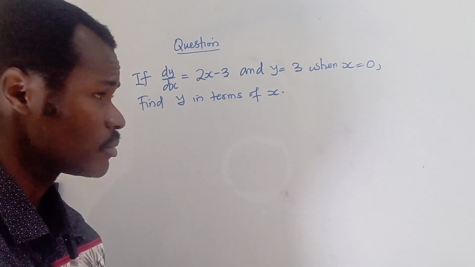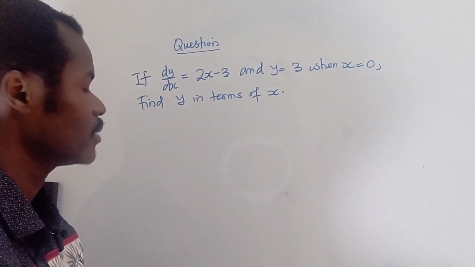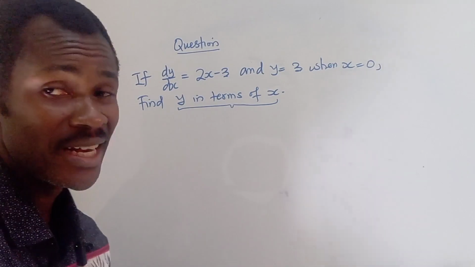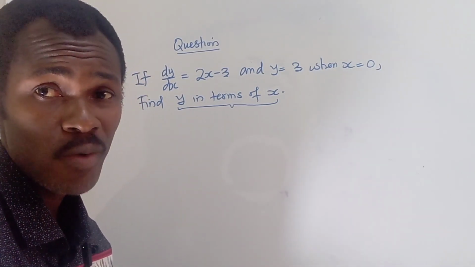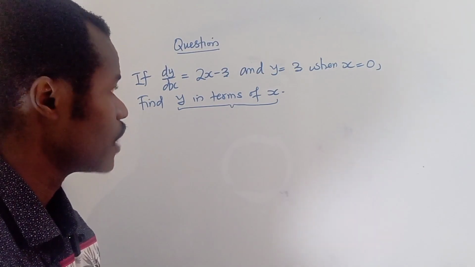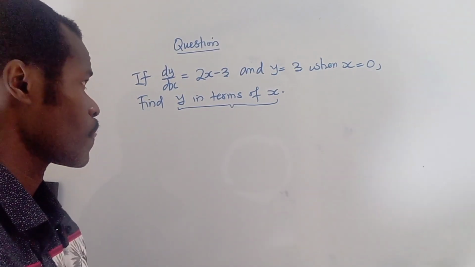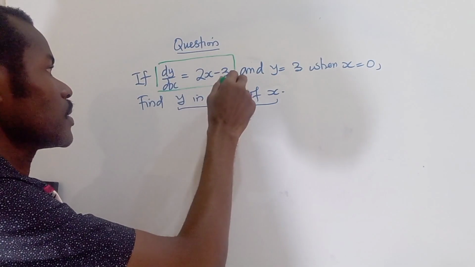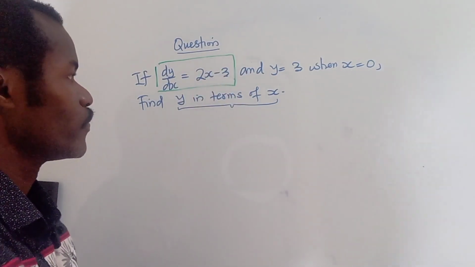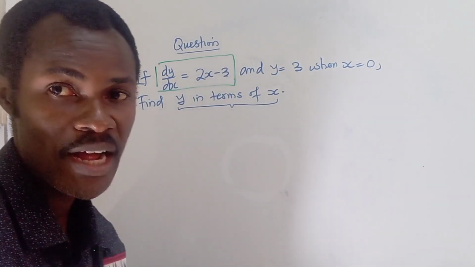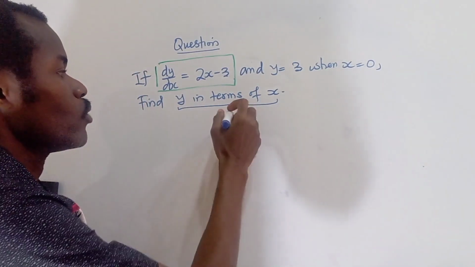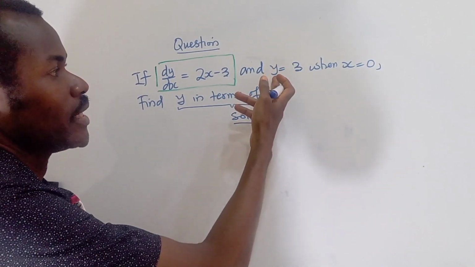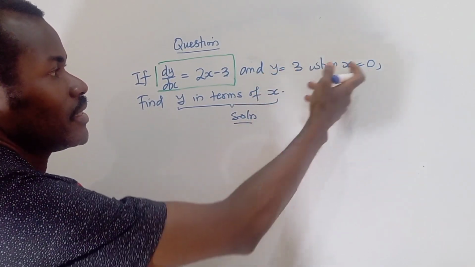Since the question says we should find y in terms of x, it is actually asking us to make y the subject of the formula. So how do we go about that? We have this as the only equation here. From this equation, finding y in terms of x means we have to make y the subject. So let's make y the subject before we use the fact that y is 3 when x is 0.